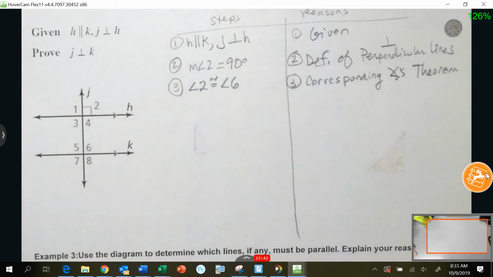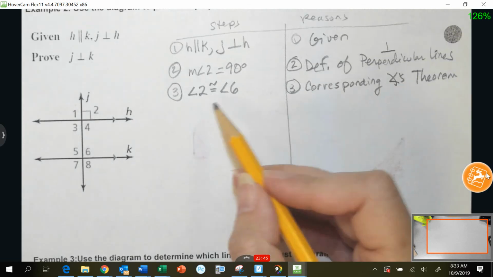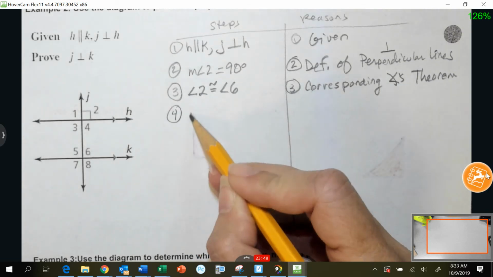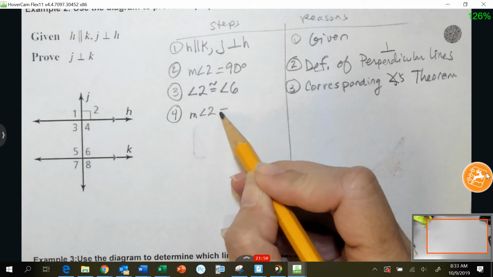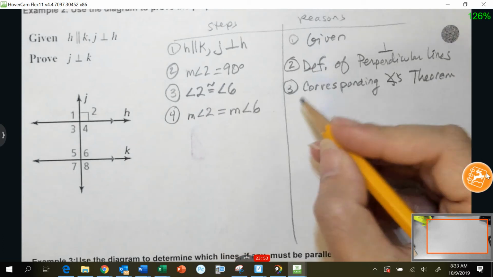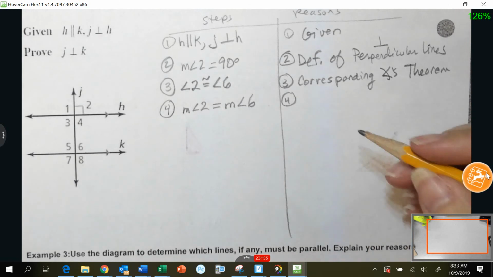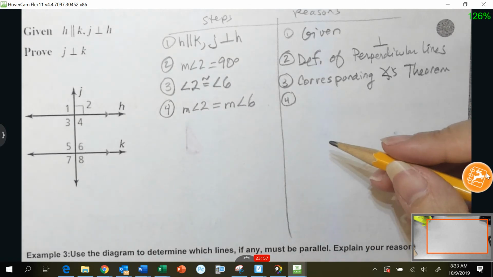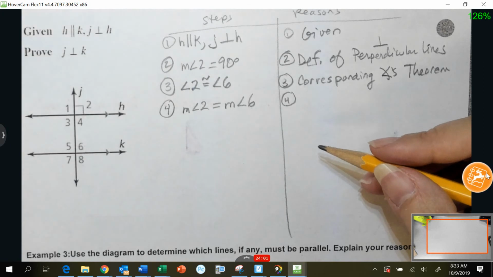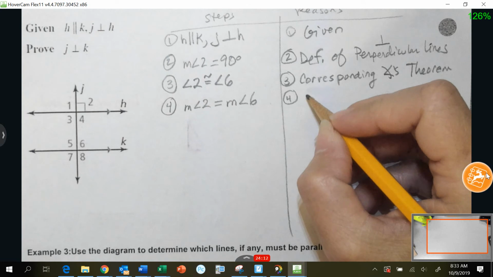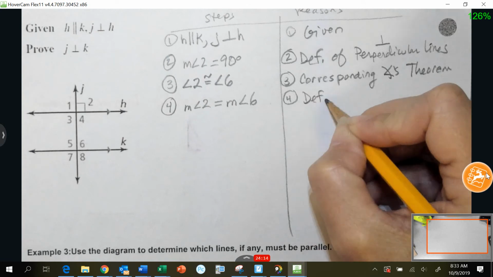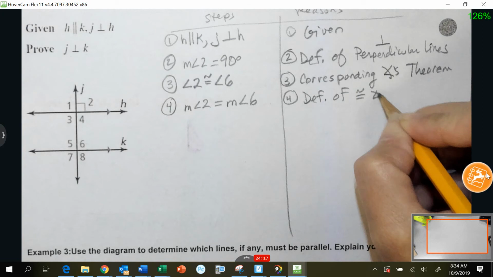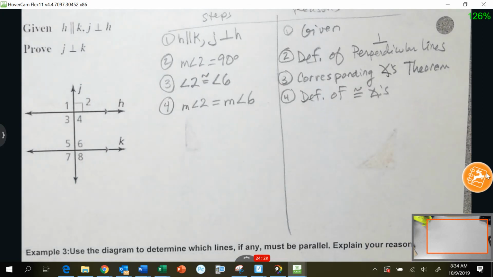Okay. From here, if I know that these two angles are congruent, I can say that their measurements are equal. Who remembers the reason why their measurements are equal? Angles are congruent. Who have I not heard from today? Aaron, do you know? Definition of congruent angles.